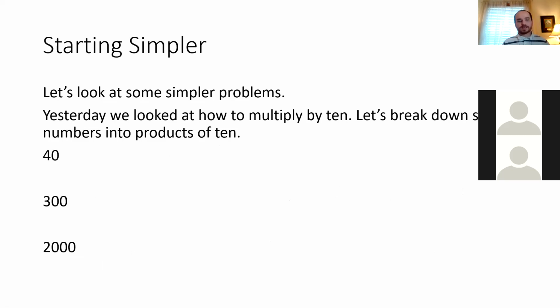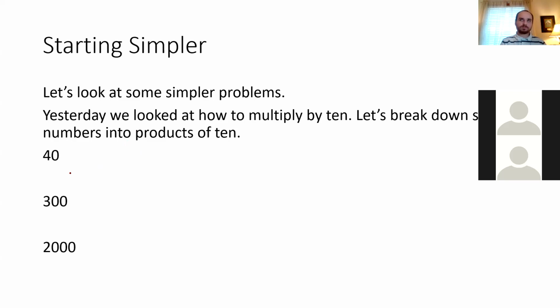So hopefully you all remember yesterday, we started by multiplying by 10. So we would move the decimal to the right if we were multiplying. We'd move the decimal to the left if we were dividing. Today, what we're going to do is we're going to start out kind of similar, but we're going to write numbers as multiples of 10. So can anybody tell me what 40 is as a multiple of 10?